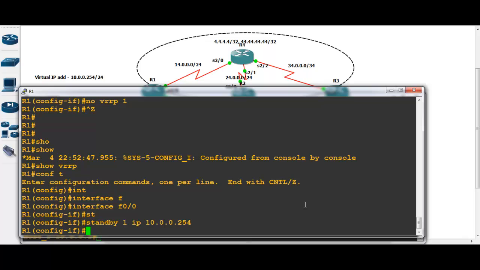So here HSRP is enabled. This will wait for 10 seconds and this will become the active device. Here, active, standby. This will become the active device.